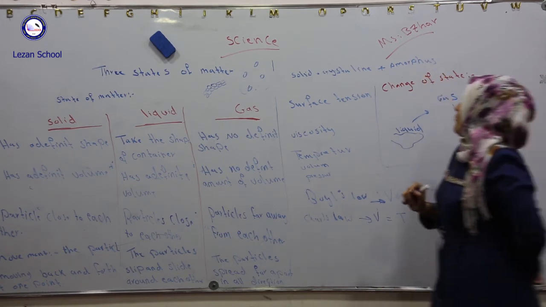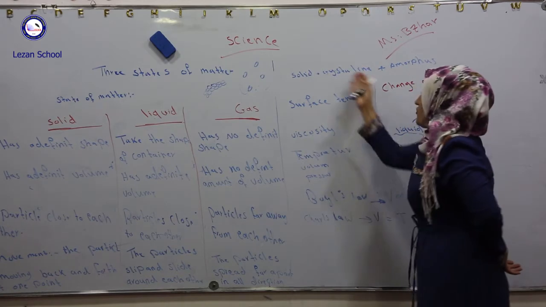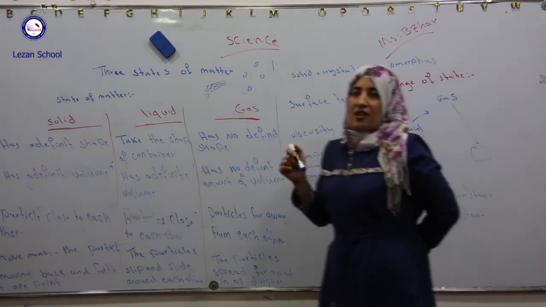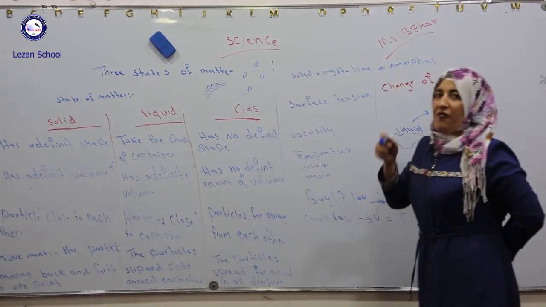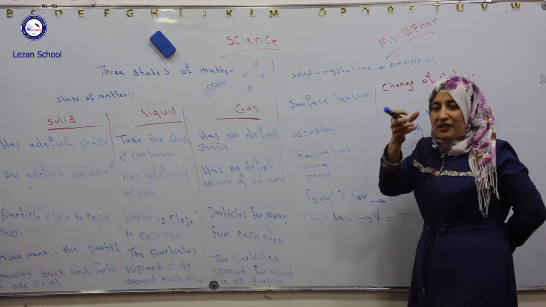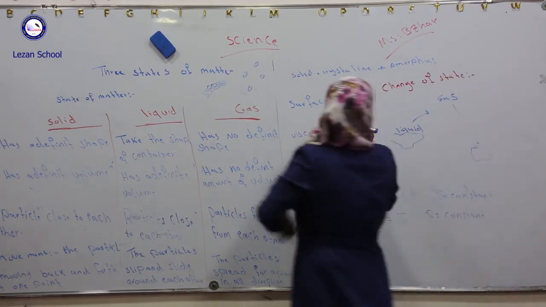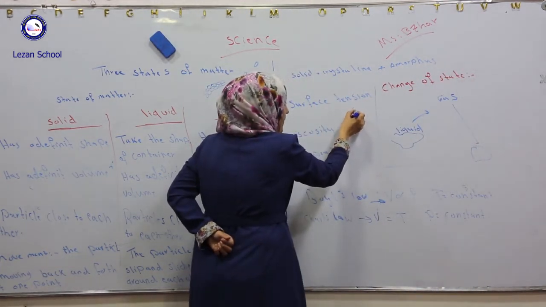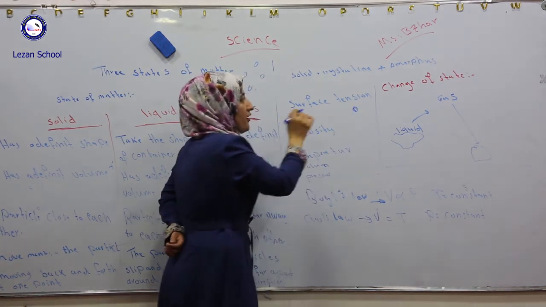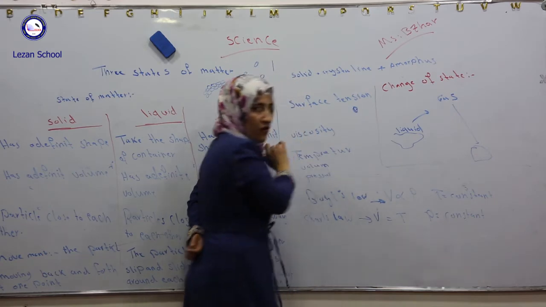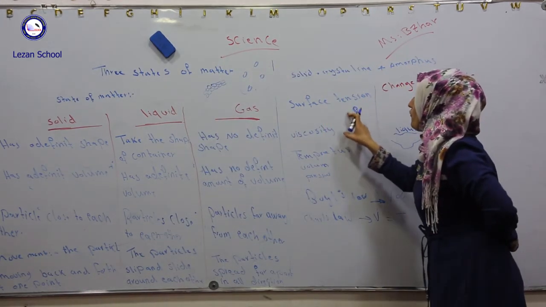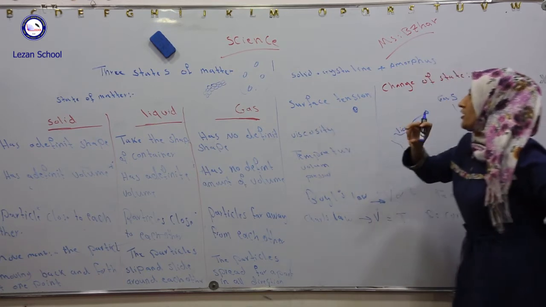Now, after that, we have surface tension. What is the meaning of surface tension? Surface tension is the force that acts on the surface of liquids to minimize the surface area. For example, because of surface tension, a drop of water has a spherical shape.